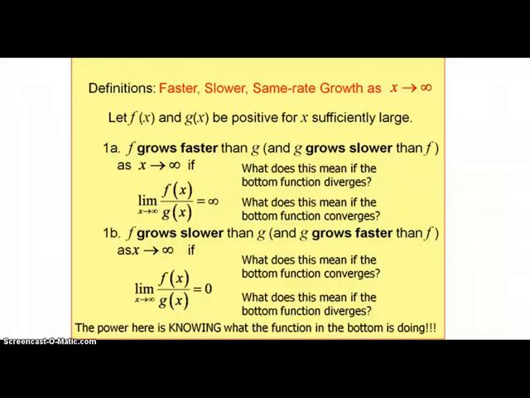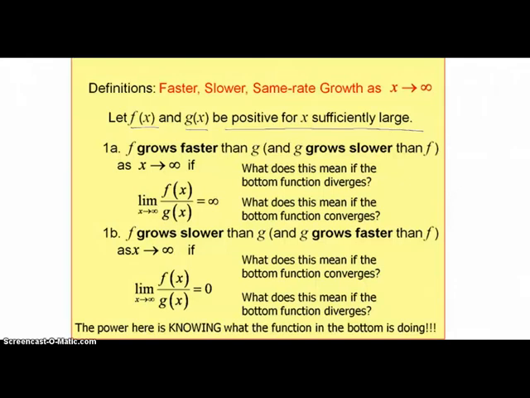We don't mean that the outputs of two functions have to be exactly the same for the same rate of growth. They just relatively have the same behavior as far as growth is concerned, where they are in the plane as x tends toward infinity. So let's set this up. Let f of x and g of x be positive for x sufficiently large. So we're above the x-axis and we're near infinity. Well, there's some things that we need to know.